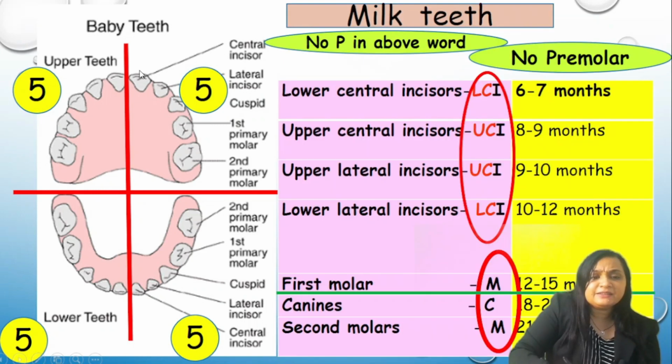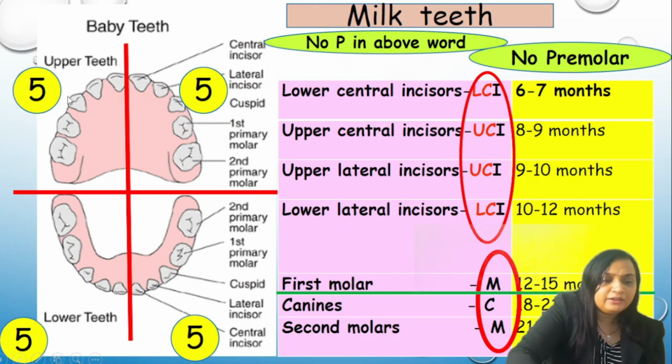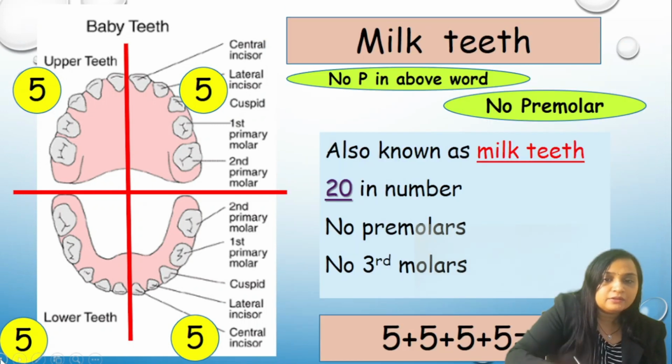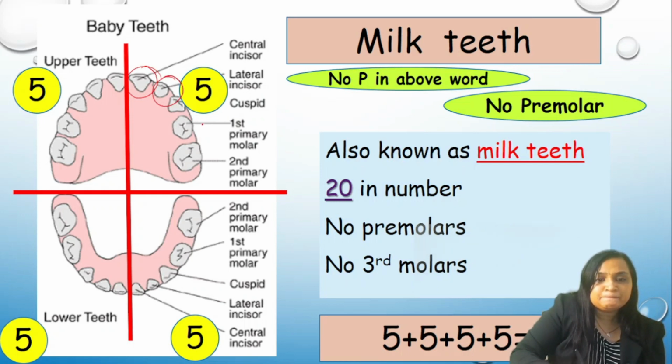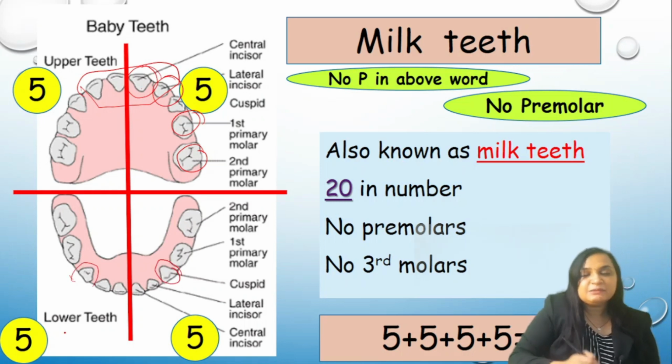Here it is a central incisor, it is lateral incisor. Then this is first primary molar, this is second primary molar. Right? So these 4 teeth are incisors. These are cuspids or canine. Remember this, canine. Okay. So you have to remember like this.